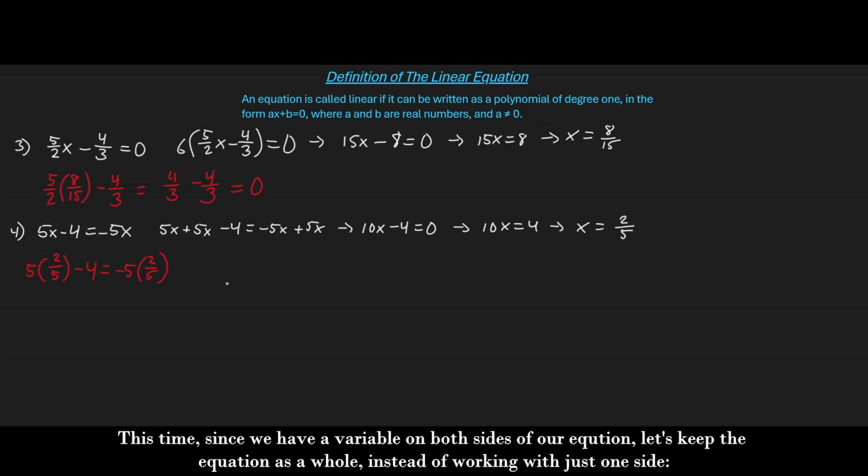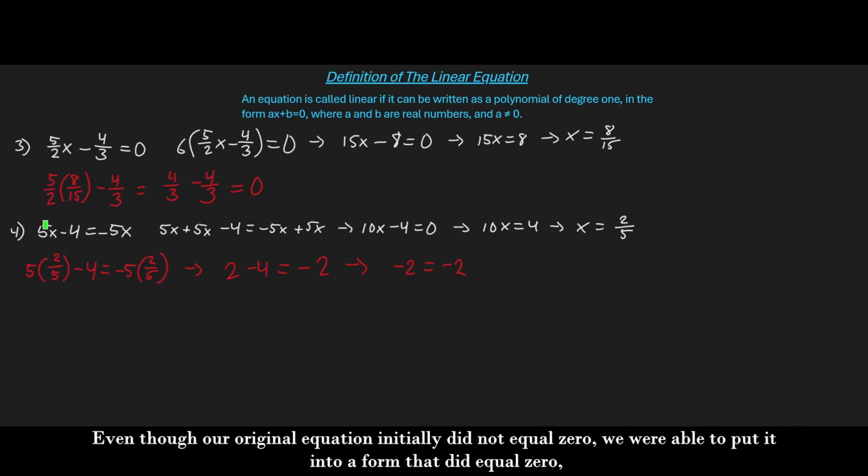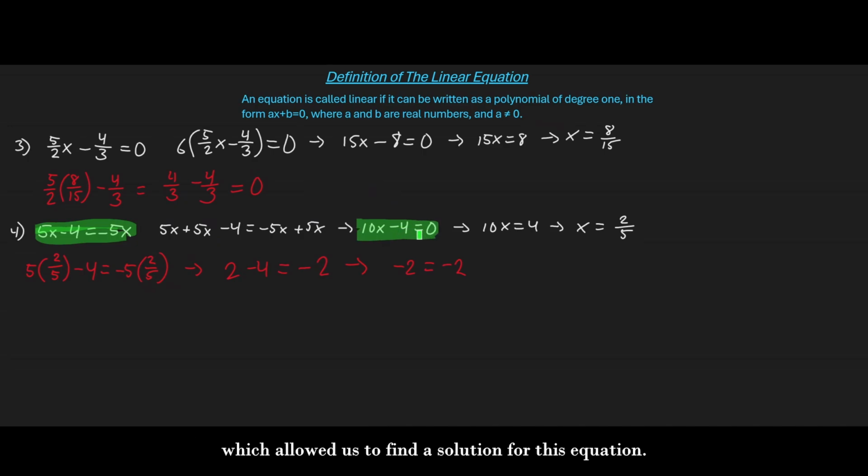5 times 2/5 minus 4 equals negative 5 times 2/5. This becomes 2 minus 4 equals negative 2, which becomes negative 2 equals negative 2. Even though our original equation did not equal 0, we were able to put it into a form that did equal 0, which allowed us to find our solution for this equation.